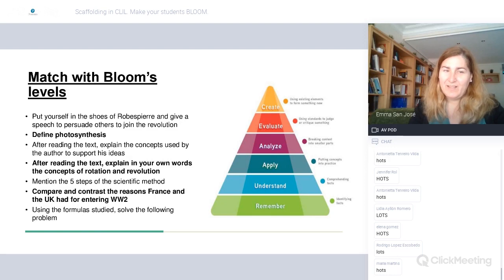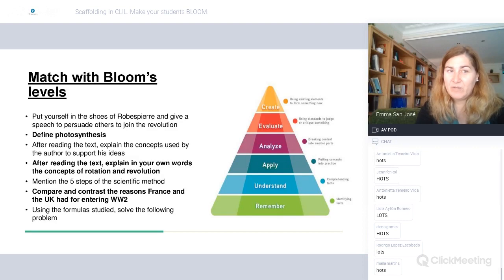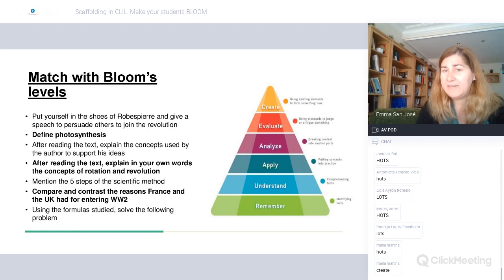So the first one, I've already done that for you because I was talking too much sometimes. If you have to put yourselves in the shoes of Robespierre and give a speech to persuade others to join the revolution, that is a clear creation activity, okay? Because as we just said, you need to have the facts, understand what happened in those years, and be able to apply that information. You have analyzed and evaluated, and you are creating that speech. You have used all that you've done so far to create something different.